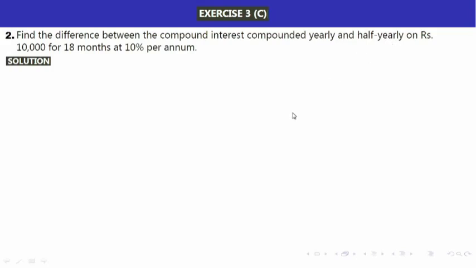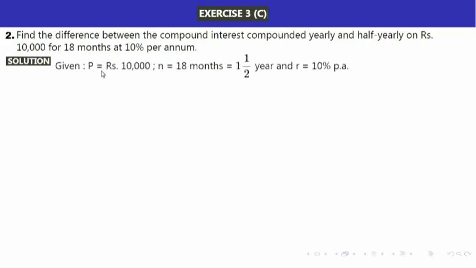Okay, and for that your data given is principal is 10,000, number of years. Okay, actually the time is given in months, but N has to be in years. So 18 months means 1.5 year. All of you know that. And rate is given to be 10%. Okay, 10% per annum. So this is the first case.